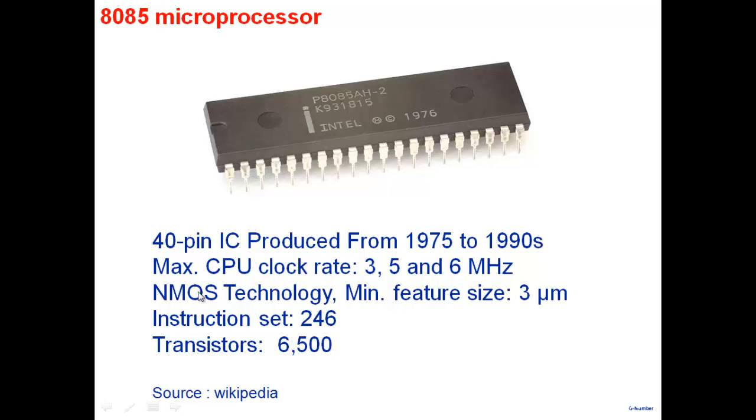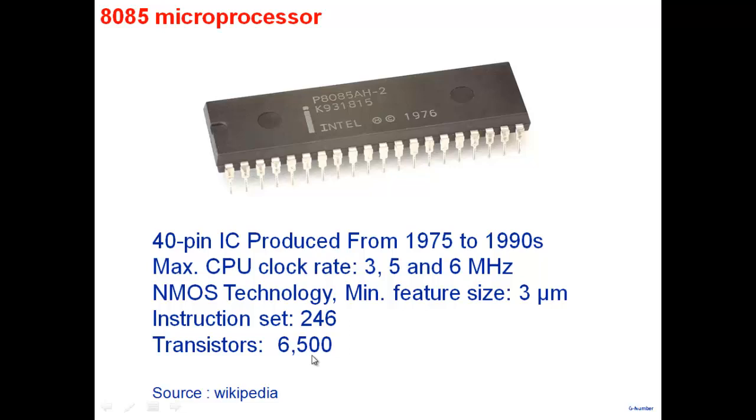Note that it can run at 3, 5, or 6 megahertz depending on who makes it. The first manufacturer was Intel, and then others also started making it. It uses NMOS technology. Minimum feature size, gate length, was 3 micron. It has an instruction set of 246 instructions, and 6,500 transistors. All right.